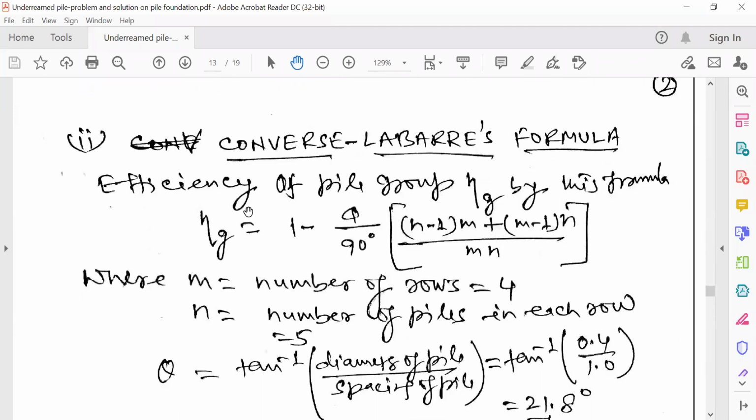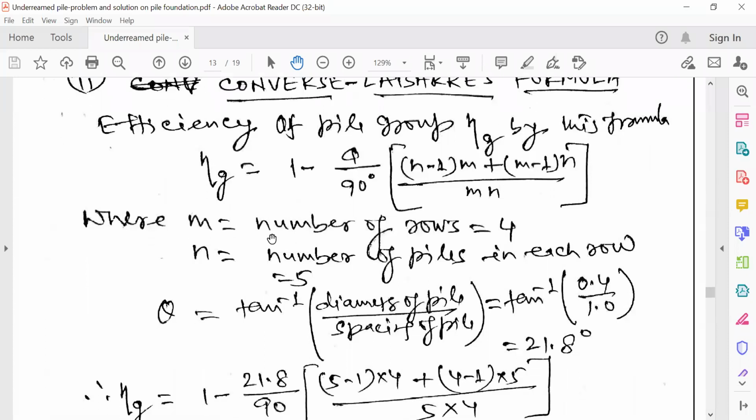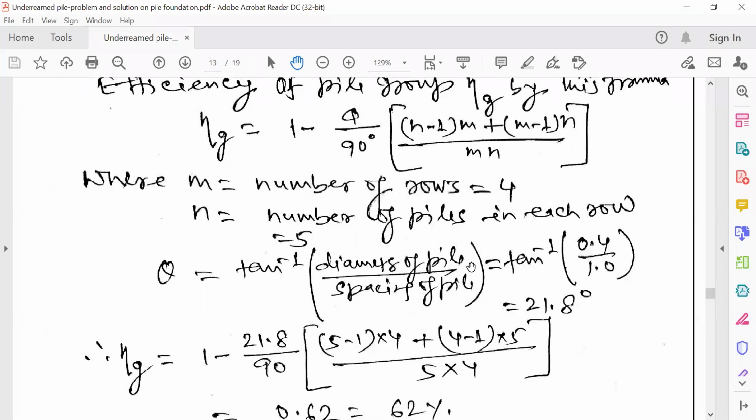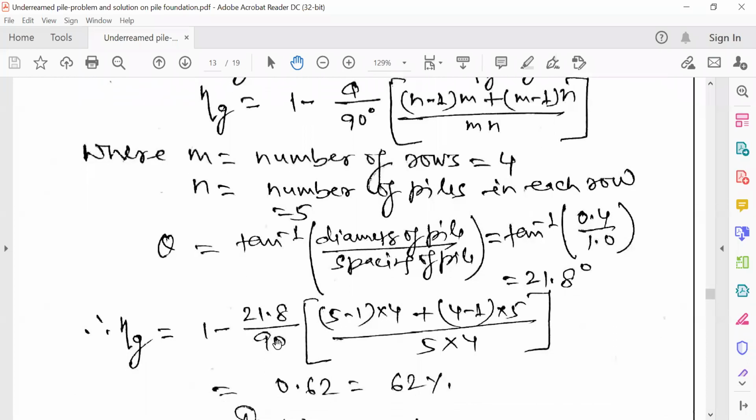Similarly, you can see here, you can also use the Converse-Labarre formula. Number of rows is 4, number of piles in each row is 5, and the diameter of the pile given there is 0.4, that is 400 millimetres, and the spacing of piles is 1 centre to centre. So the value of theta will come out, this is 90 degrees.